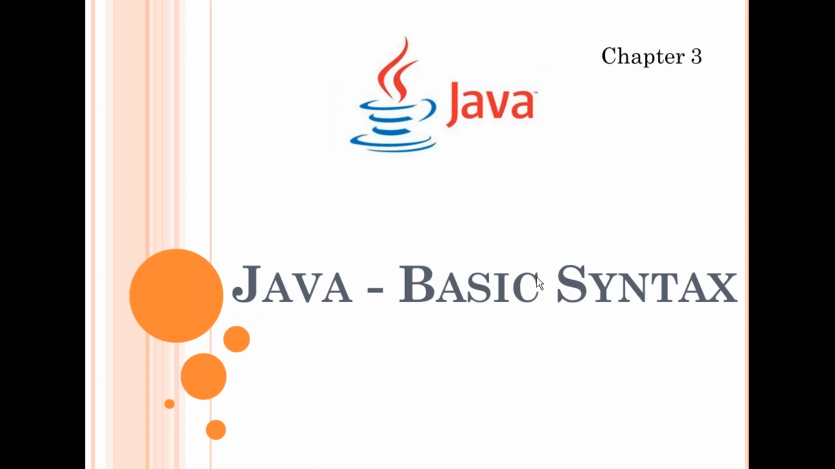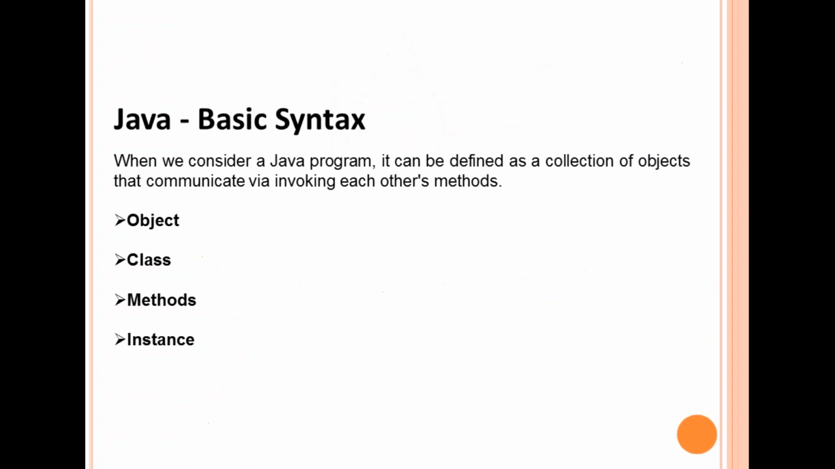When we consider a Java program, it can be defined as a collection of objects that communicate via invoking each other's methods. Let us now briefly look into what class, object, methods and instance variables mean.